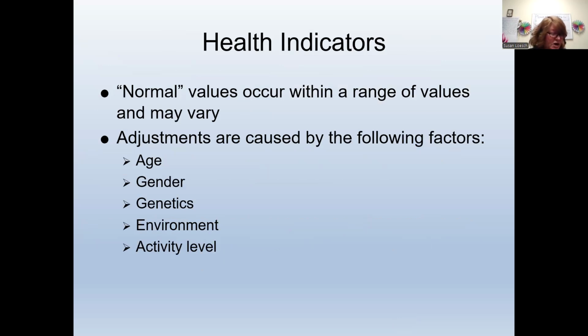All right, so when we talk about health indicators, these usually occur within a certain range or value. However, there are certain adjustments that may be made based off of certain things like age, gender, genetics, environment, activity.